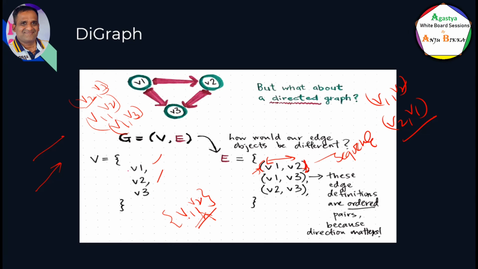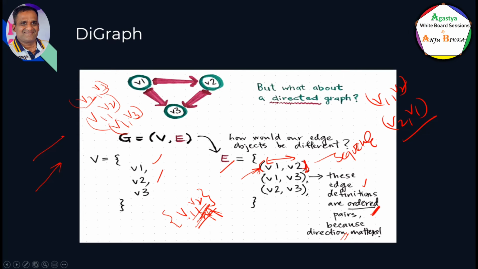So in the case of vertices V1, V2, V3, the edges we represent as sequences. These edges are ordered pairs, which is nothing but a sequence. So the order matters, the direction matters. If you write V2, V1, the meaning completely changes. That is the reason we use the sequence notation.